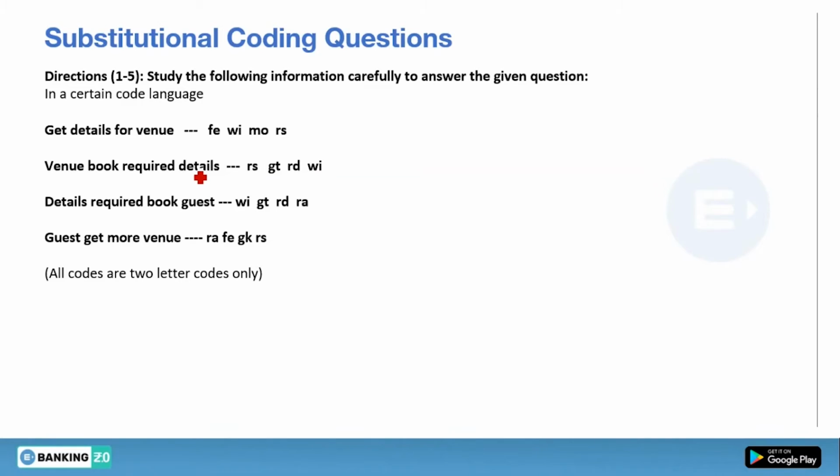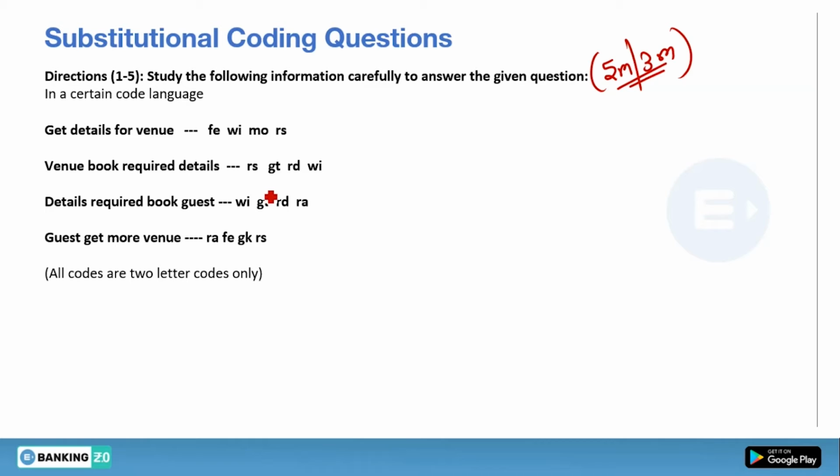Okay students, let's start today's video's question based on substitutional coding. Students, these types of questions generally come in your pre-examinations and may also appear in data sufficiency questions. The marking scheme of these questions is generally 5 marks or 3 marks. It totally depends upon the set you get while attempting the paper.